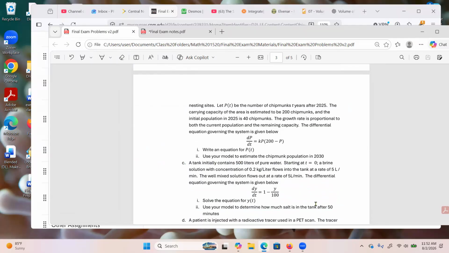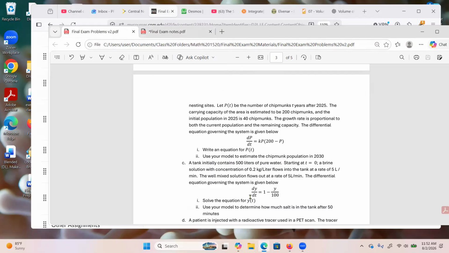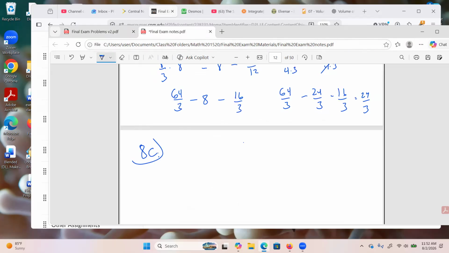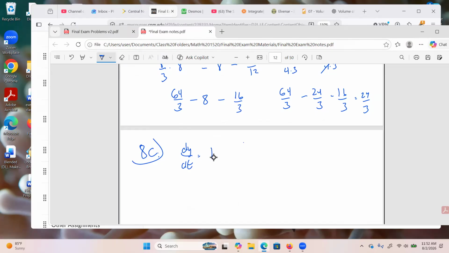And then we have a differential equation governing the system, given below. This is how the problem is going to be pitched to you. So we pretty much just have to solve this thing. I'm just going to write down the differential equation on the next page so we can start working on it. In differential equations, you will be responsible for coming up with this equation, but for this class, I'm going to give you the equation, so we just have to worry about solving it. So we have dy/dt equals 1 minus y over 100.